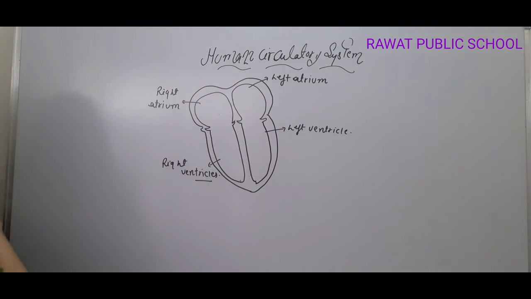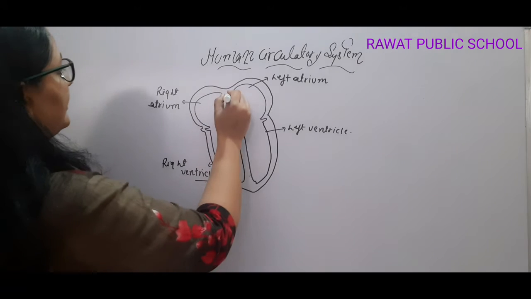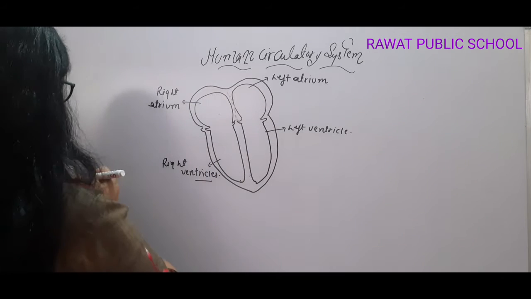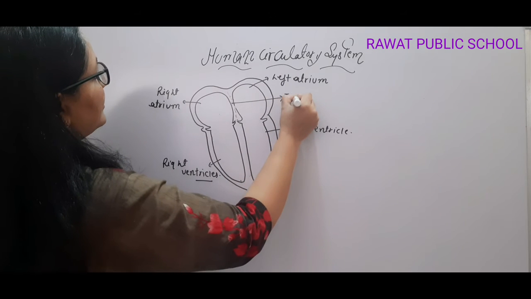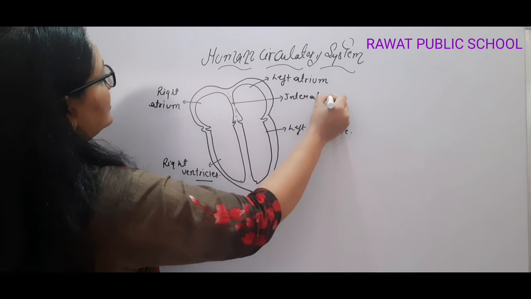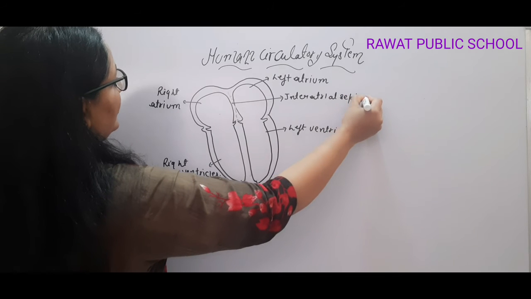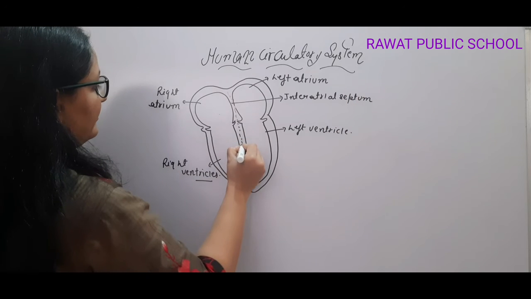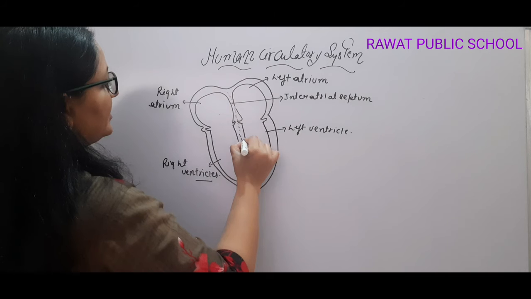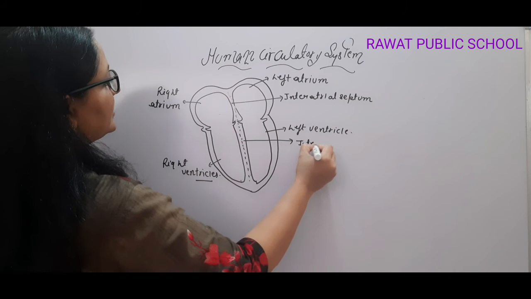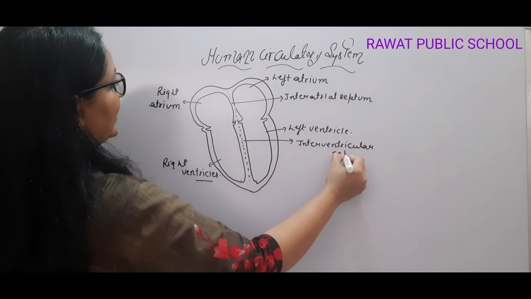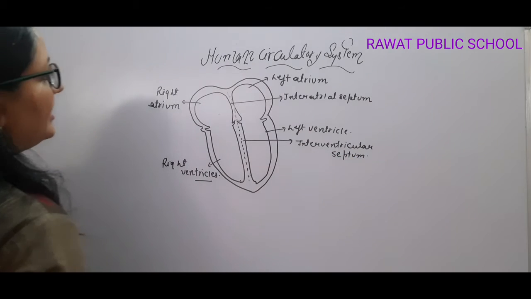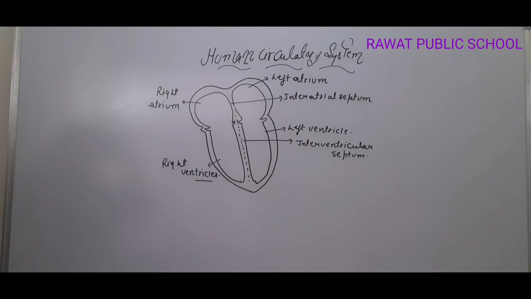Now these both atria are separated from each other by a very thin interatrial septum. Okay, and the other septum which is present between the two ventricles is known as interventricular septum. It is slightly thicker than the interatrial septum. Interatrial septum is thin, but interventricular septum is thick.